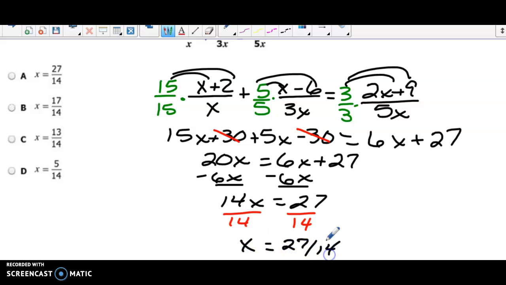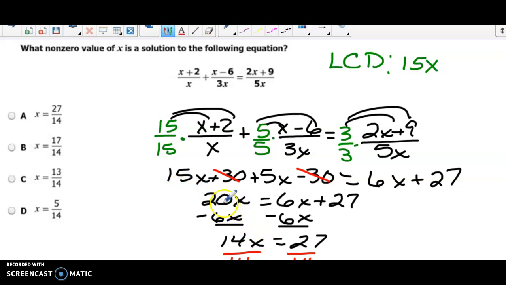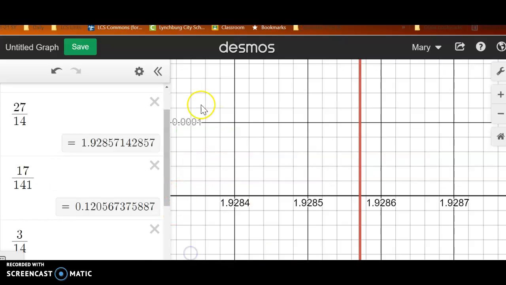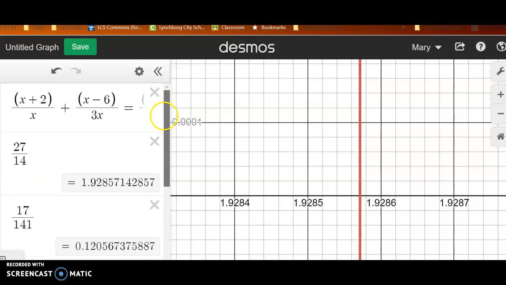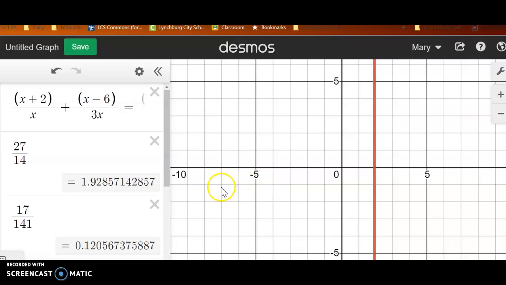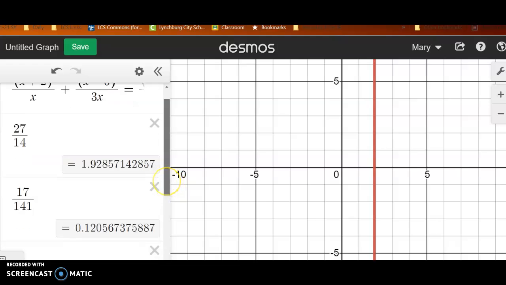Now, let's say that I don't know exactly how to start this problem. So I'm going to see if I can go to Desmos and work something out. So if I go to Desmos and I pull up my problem, there's my problem. And then I have 4 answer choices. And I put all of my answer choices in. And I get some nasty little decimals.